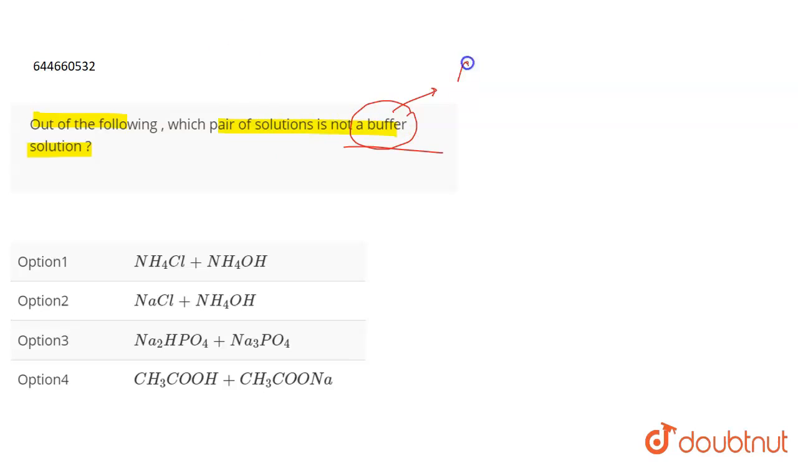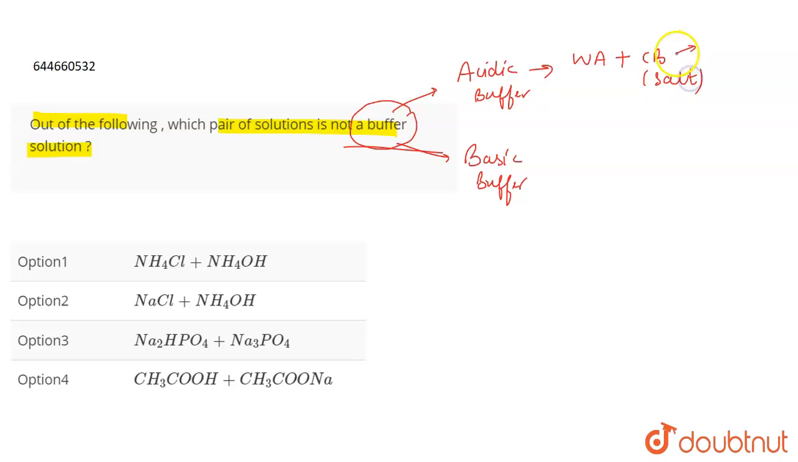So basically, we have an acidic buffer and the other is the basic buffer. Now, an acidic buffer is formed when a weak acid combines with its conjugate base, which is a salt, right? And this is a salt of a weak acid and a strong base.